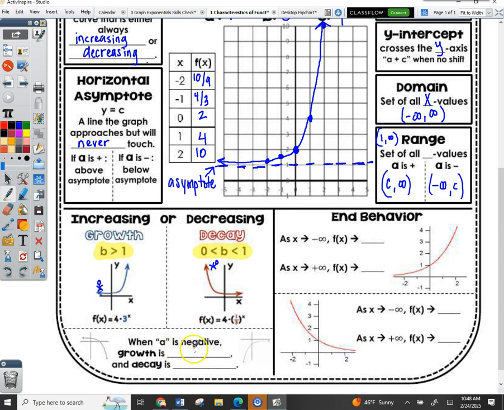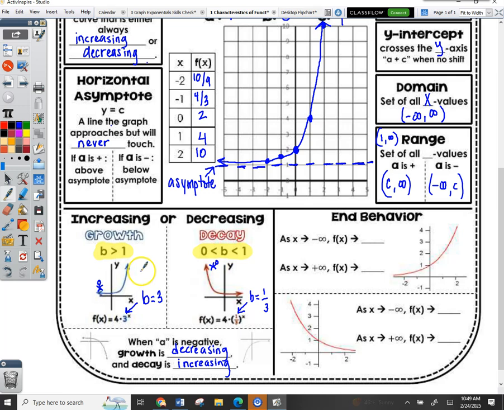Growth is reflected and decay is reflected. Or you could say growth is actually decreasing. When you're trying to measure growth, it can decrease. When you're trying to measure decay, it can increase. Notice here, this was a fraction. What is that, 1/3? B was 1/3. Here, notice B was 3. So that's the difference between the two.